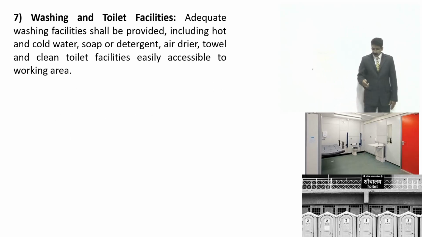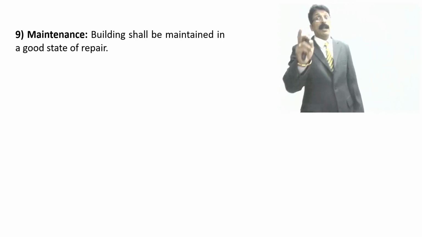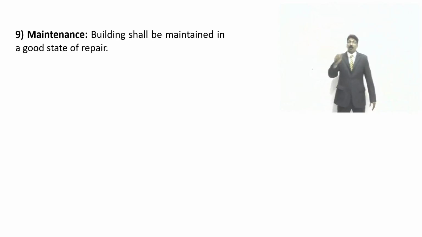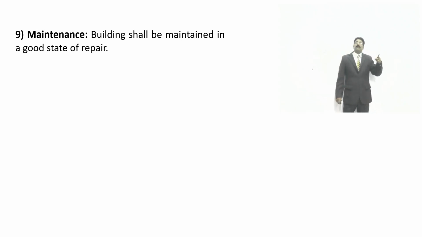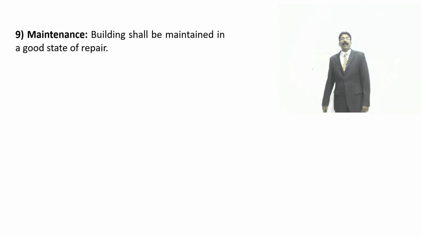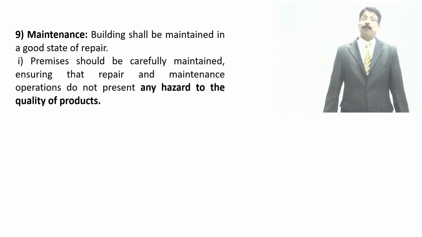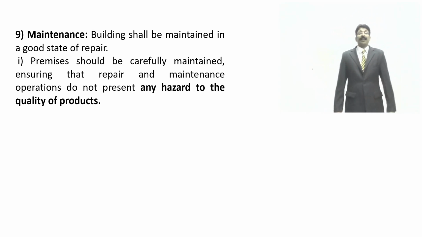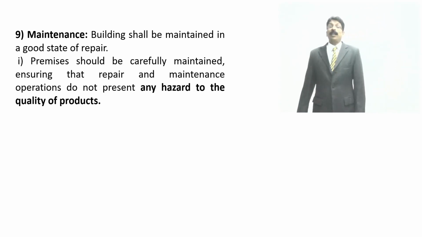So you see here, the next point is about maintenance. The 9th point in the building, maintenance. Construction is not at all a big issue, but how you are maintaining is. The maintenance is very important. So the building shall be maintained in a good state of repair. Premises should be carefully maintained. Ensure that repair and maintenance operations do not present any hazard to the quality of the product.